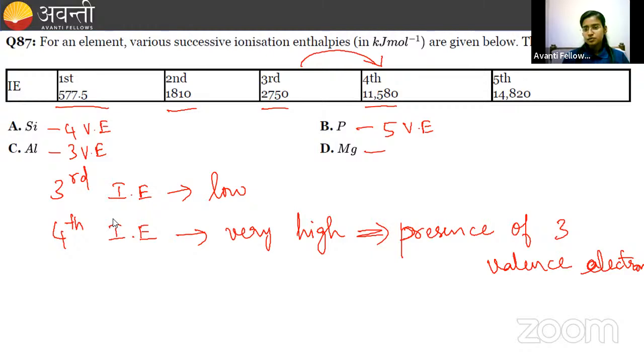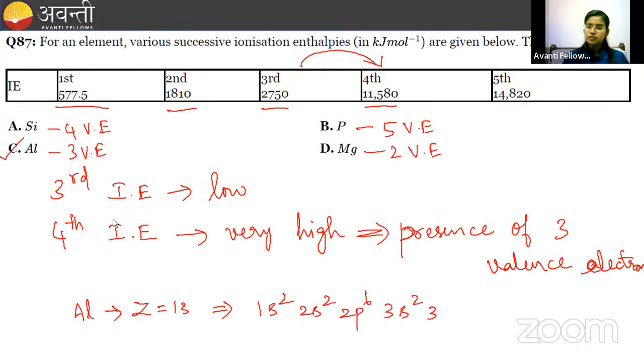So the answer is option C. Aluminium's atomic number is 13. Electronic configuration is 1s² 2s² 2p⁶ 3s² 3p¹. So the third shell is the valence shell and it has 3 electrons in it. For the shell distribution, it will be 2, 8, 3. So there are 3 valence electrons present for aluminium.